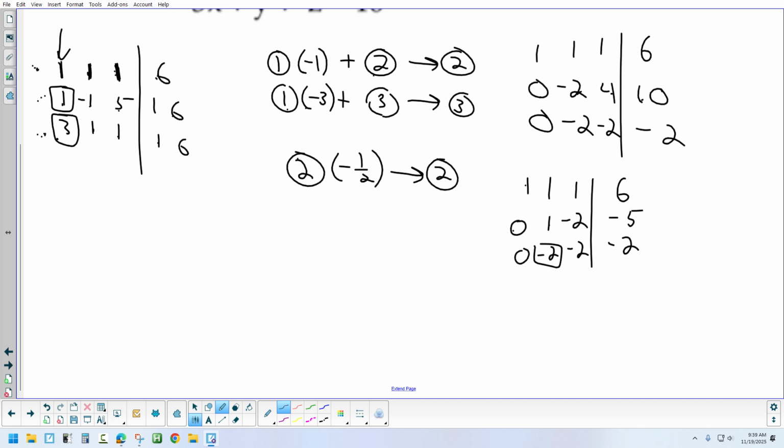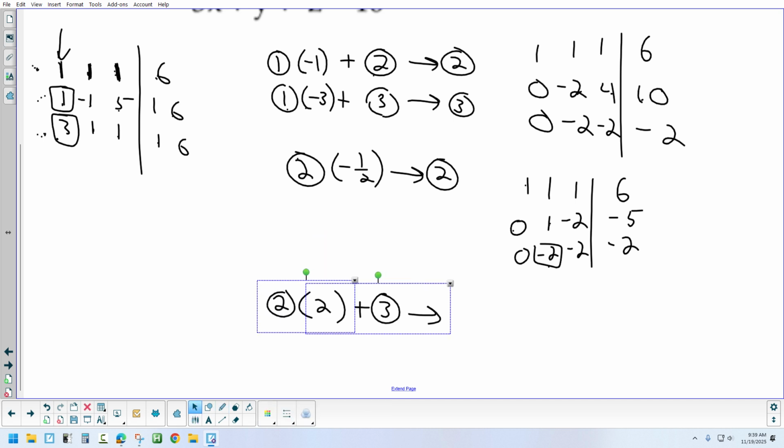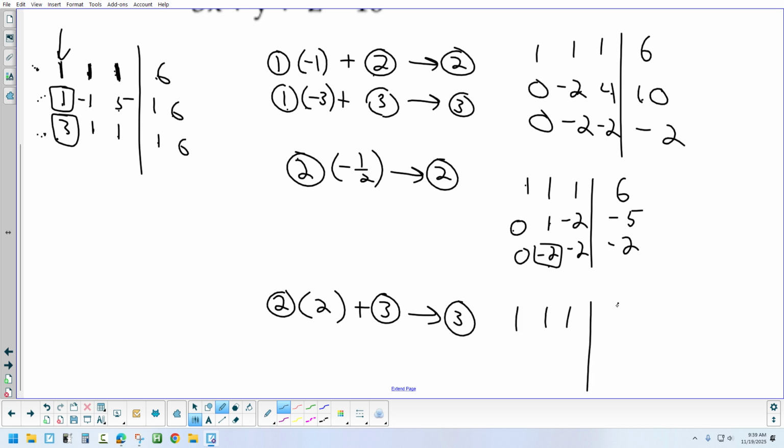Okay. Can you just add row 2 and row 3 together, and that'll make a 0? No. Then that means we've got to multiply row 2 by a number first. So row 2 times something, but we got to figure out what that number is. 2. Yeah. We're going to double everything in row 2, add it to row 3, and that's going to replace what's currently in row 3. Yep. So what's happening to rows 1 and 2? They're staying the same. 1, 1, 1, 6, 0, 1, -2, -5.